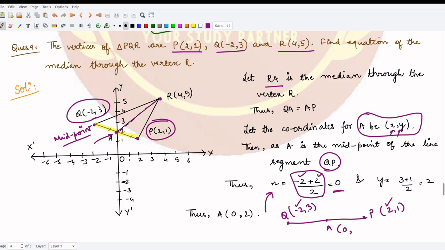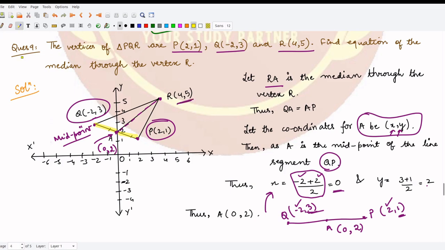Similarly, 3 plus 1 is 4, and 4 divided by 2 is 2. So the Y coordinate is 2. We obtain it by using the Y coordinates of Q and P and taking the midpoint. So the coordinates of A are (0, 2), and you know the coordinates for R, (4, 5).